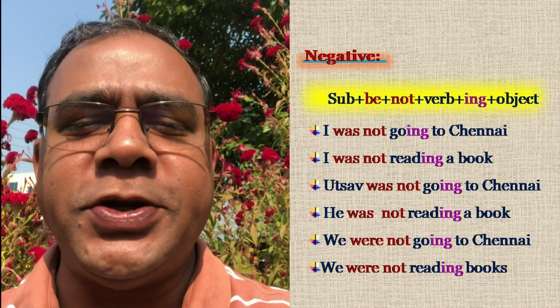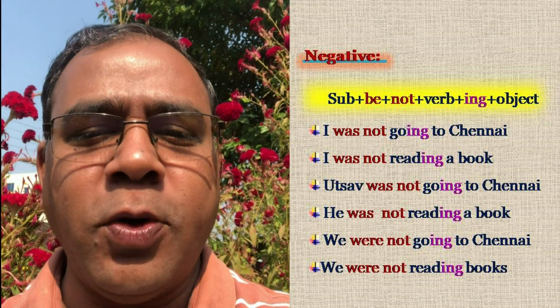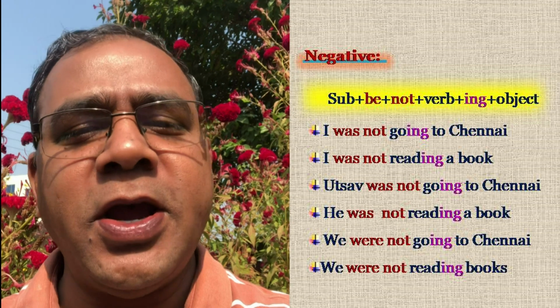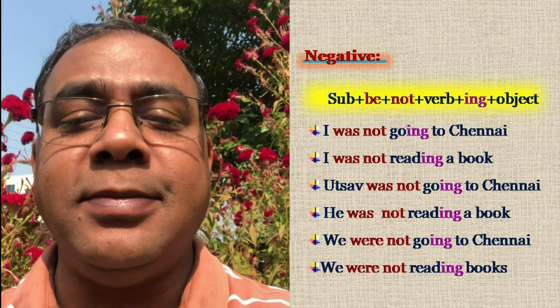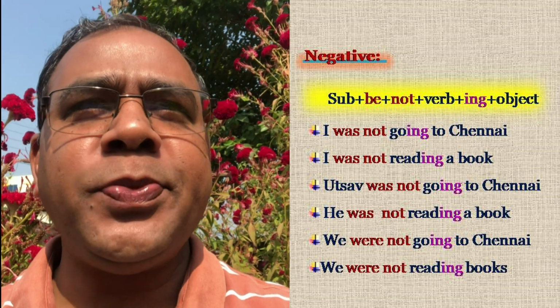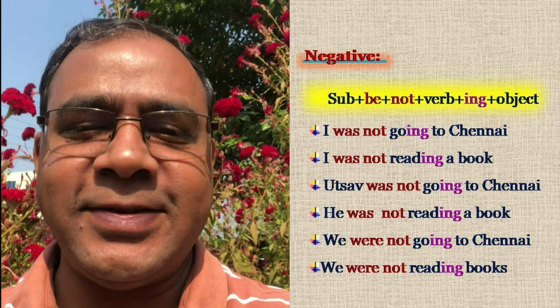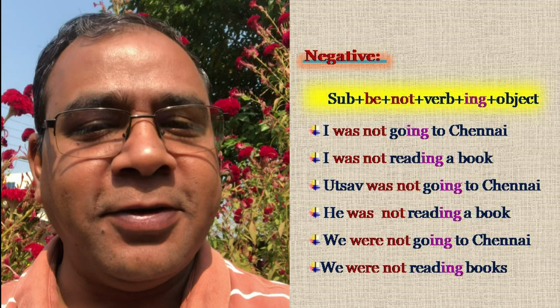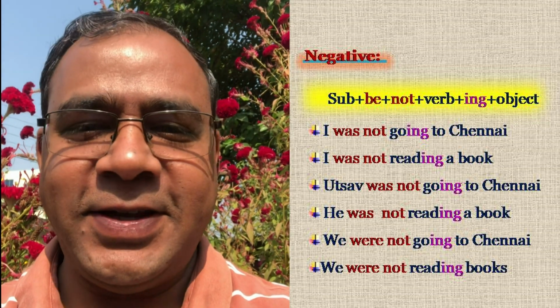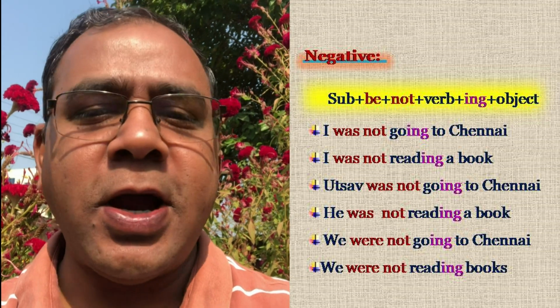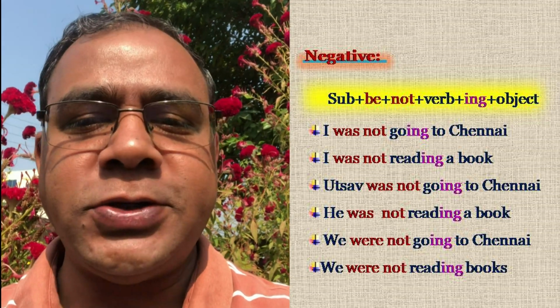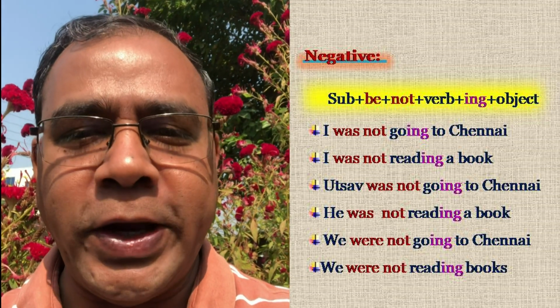Utsav was not going to Chennai. See, I was, he was, she was, it was. Only when we talk about we and they, it is were. We were not going to Chennai. We were not reading books. See, very simple. Was not, were not. I was not, we were not. They were not going.